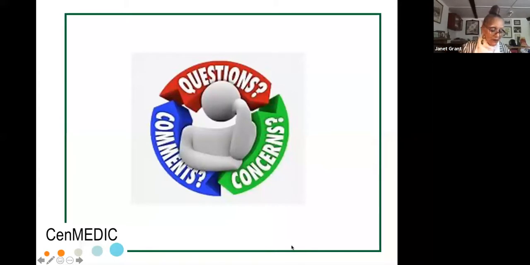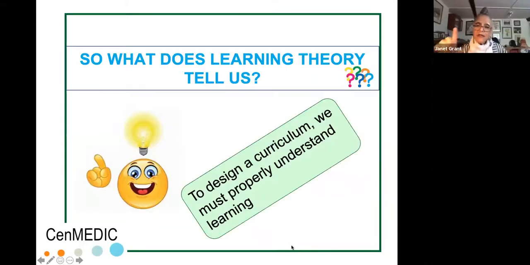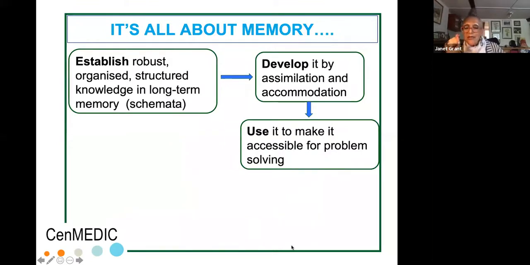Let me just continue. I said that you shouldn't bother with rhetoric. You shouldn't bother with ideas that have no evidence base, that are just words that people use. But there are some things that learning theory, proper education, proper cognitive learning theory tells us. And to design a curriculum, you must properly understand learning, because if you don't, then you're going to be run by rhetoric and you'll start talking nonsense. So you need to know that in educational psychology, in cognitive psychology, all you need to know about is memory. All you need to know as an educational psychologist, for me, it's all about memory.